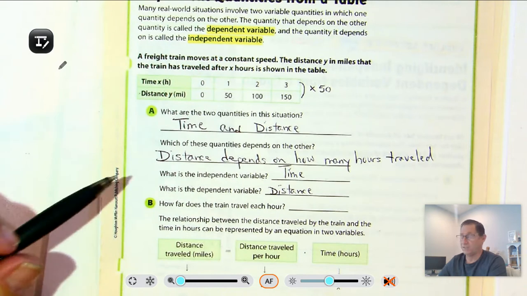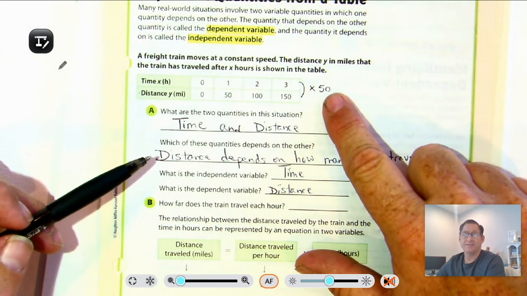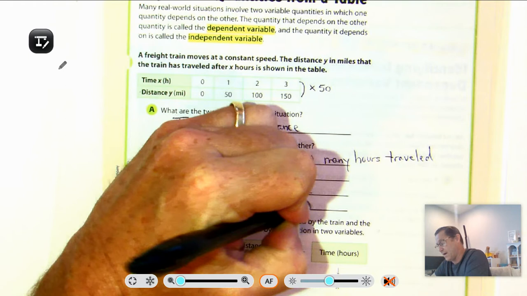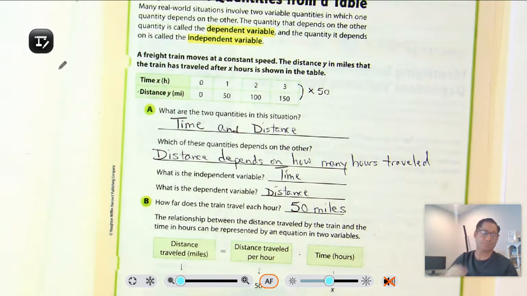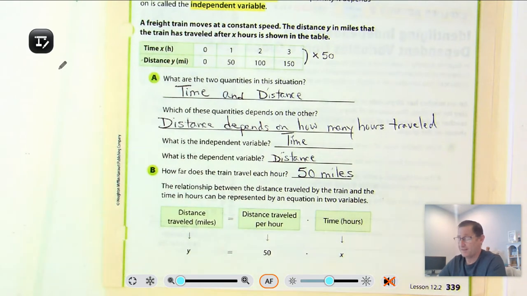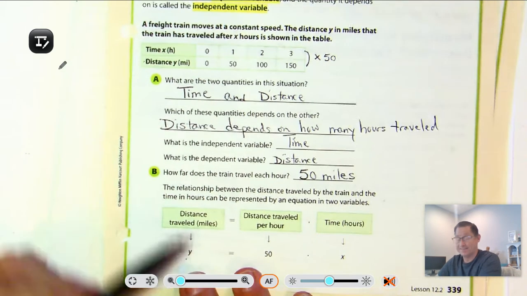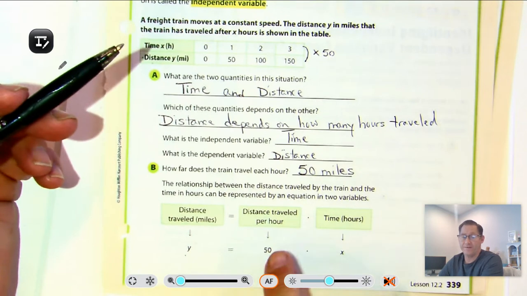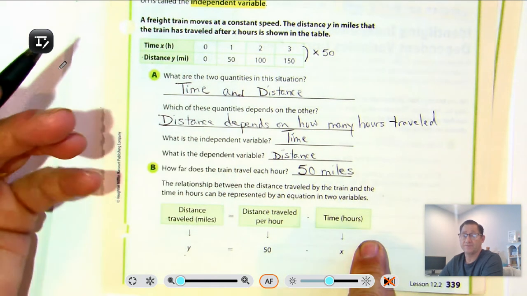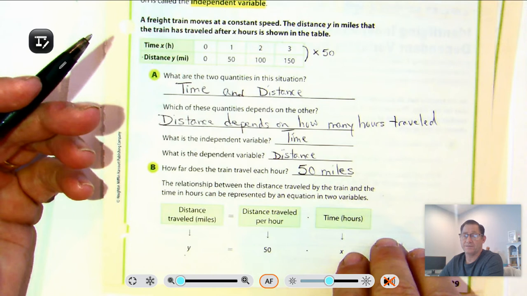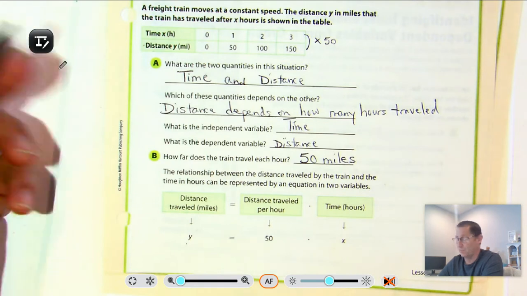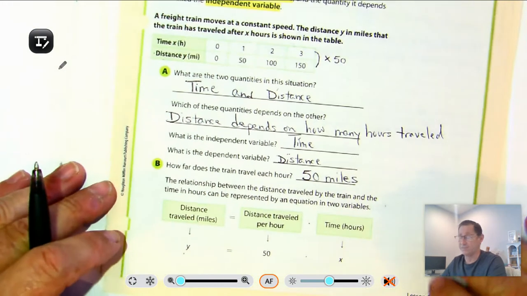And so how far does the train travel each hour? So we saw that it increases, the distance is always 50 times greater than the number of hours. So 50 miles. And so we can then create an equation to represent this relationship. So y, the distance in miles, is equal to 50 miles traveled every hour times the number of hours. So if you tell me that the train travels 8 hours, I can tell you the total distance because it's going to be 50 miles every hour. 50 times 8 would be 400. So that's helpful for finding an equation using a table.